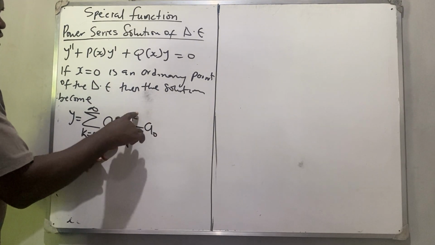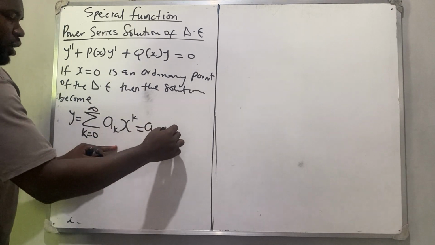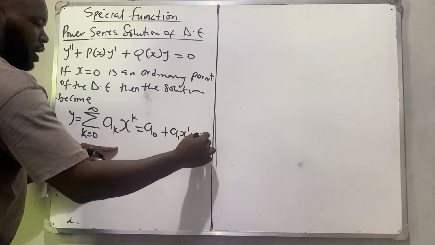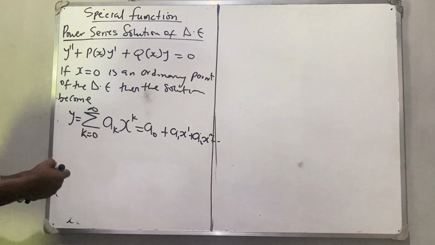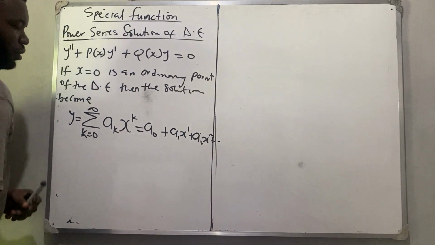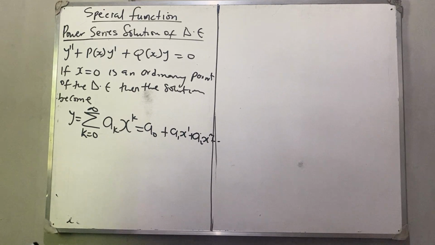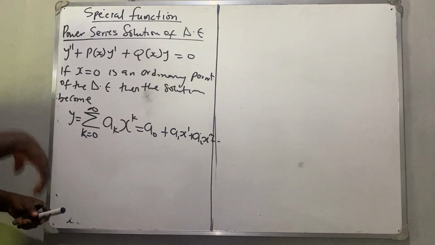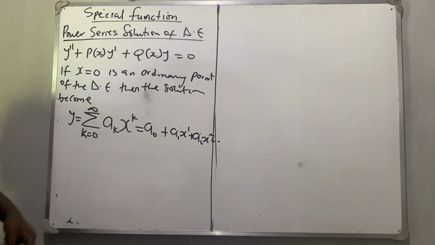a naught, anything raised to power 0 is gone. So plus a1 x1 plus a2 x2 plus dot dot dot. It continues in that manner. Okay? So that is the solution to, this is called the power series solution of this differential equation at x equal to 0 being an ordinary point.